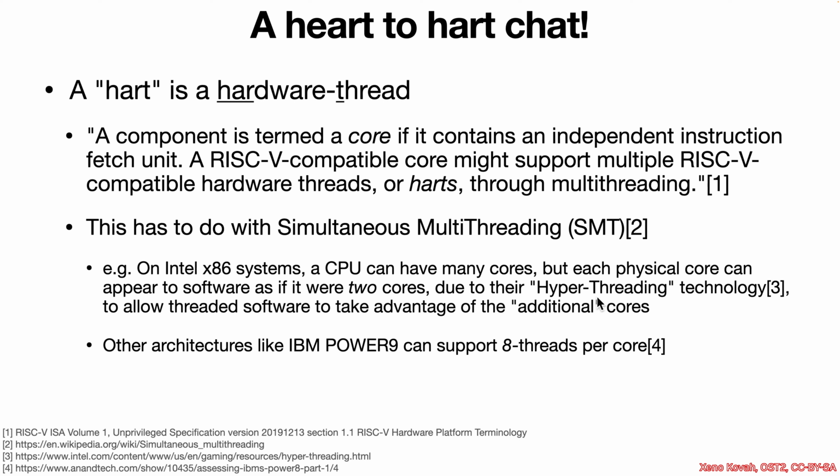So Intel systems and hyper-threading is the most basic, where you have two hardware threads, and other architectures like IBM Power9 can actually support up to 8 threads per core. But the key point of a hart, or hardware thread, is that to software it looks indistinguishable from having multiple cores. And so software can take advantage of this and context switch between the two.